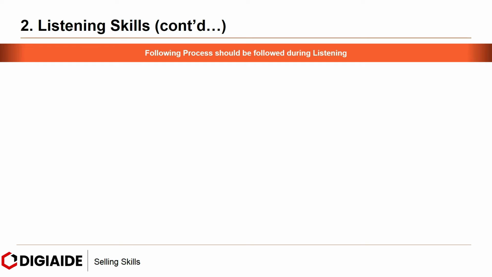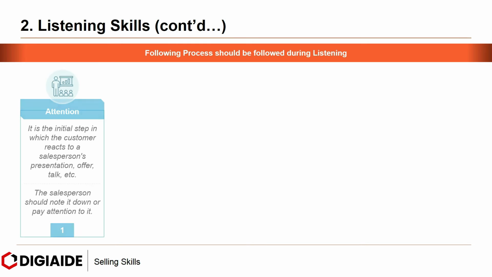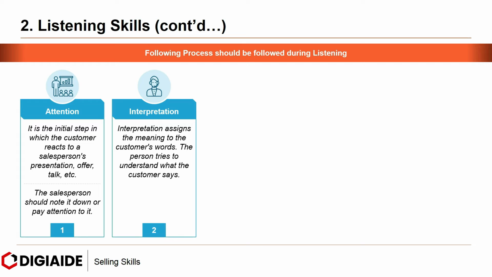Moving forward, the following process should be followed during listening. First, attention. It is the initial step in which the customer reacts to a salesperson's presentation, offer, etc. The salesperson should note it down or pay attention to it. Second, interpretation. Interpretation assigns meaning to the customer's words. The person tries to understand what the customer says.